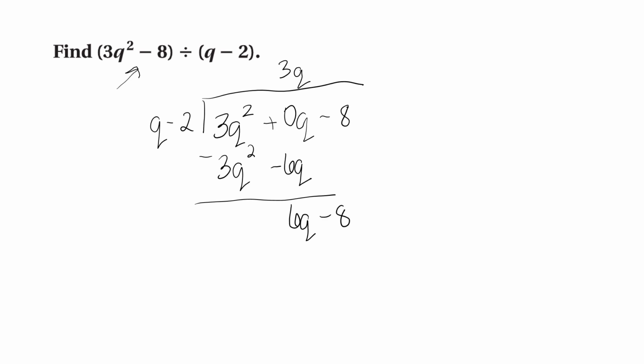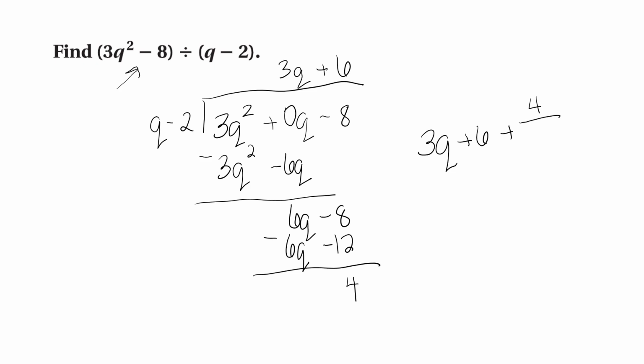So q goes into positive 6q positive 6 times. Positive 6 times negative 2 is negative 12. 6 times q is 6q. And don't forget, again, we're subtracting. So when we subtract here, negative 8 minus negative 12 becomes positive 4 as our remainder. So our answer is 3q plus 6 plus, because this is a positive term, the 4 goes in the numerator and the q minus 2 goes in the denominator. Okay, so just be really careful with turning those remainders into fractions.